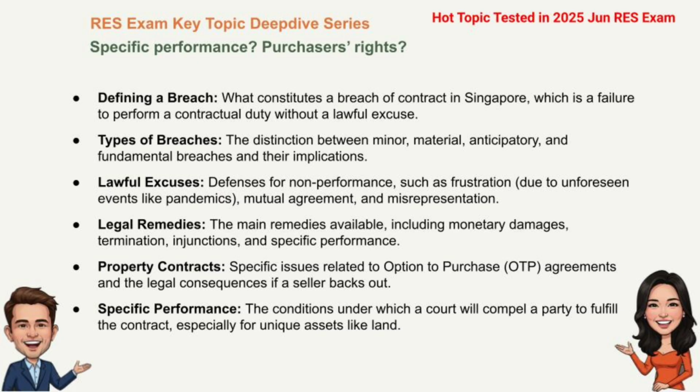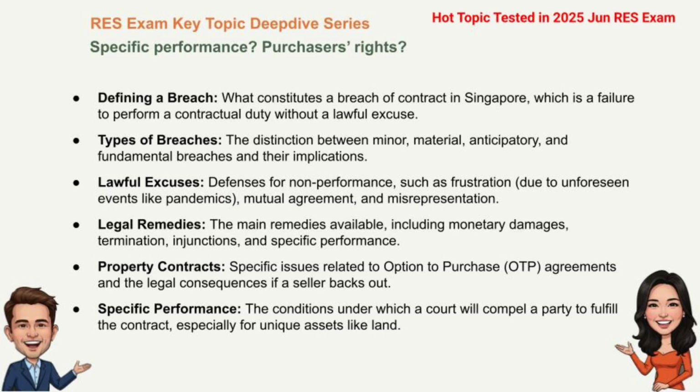Exactly. To successfully claim damages, you, as the innocent party, must prove three things. One, that you suffered a financial loss. Two, that this loss was caused directly by the breach of contract. And three, that the loss claimed is not too remote, meaning it was a foreseeable consequence of the breach. Okay, loss, causation, and not too remote, and you have to prove the amount. Yes, you bear the burden of proving the quantum, or the exact monetary amount of your loss.